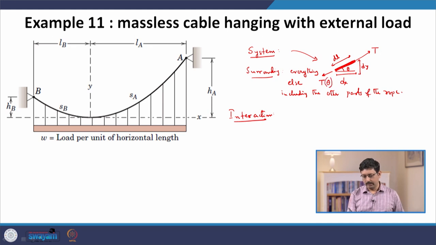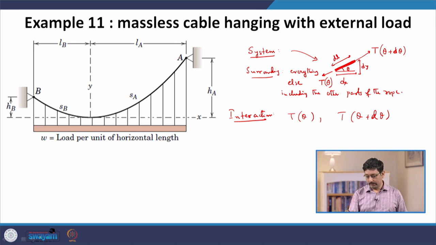So, let us call that force T at theta, and then at this end, the angle with the horizontal is no longer theta, but theta plus some delta theta or d theta. This is crucial. Now, why are they different? You can easily see that if we look at the force balance of this slice of the rope, there is another force. So, these are T at theta and T at theta plus delta theta, as shown in the picture.